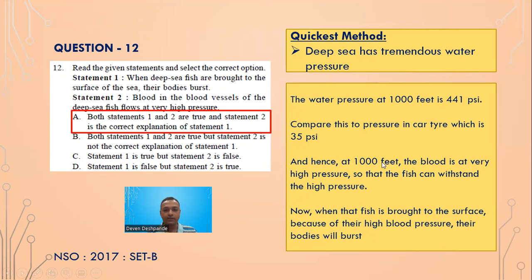And because the pressure is very high, if those fish are brought to the surface, because the blood pressure is so high, they will just burst. Their bodies will simply burst, because as you are bringing the fish from 1000 feet to say even 800, 600, 700 or even 300-400 feet, the fish will immediately die, and then their bodies will burst because there is tremendous pressure in their blood. Their blood vessels will simply burst, and the bodies will also burst.